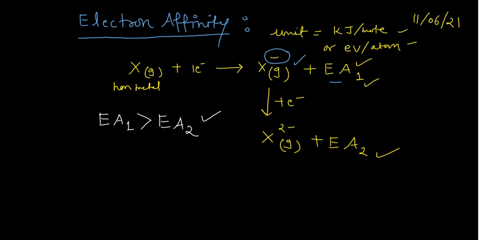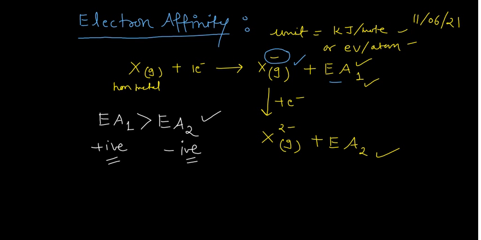In most cases the first is positive because energy is released, and in the second case, because we are supplying energy to the system, the supplied energy is higher than the released energy, so it will have a negative value. This is very important, and we can justify this point with the help of one example.